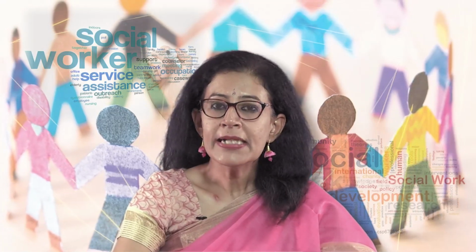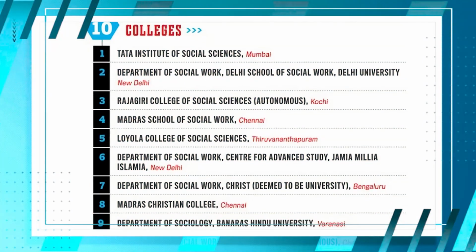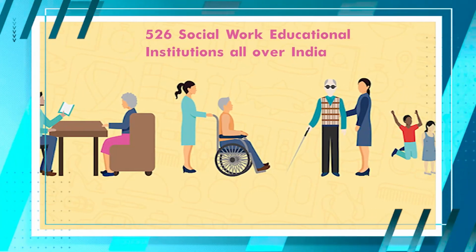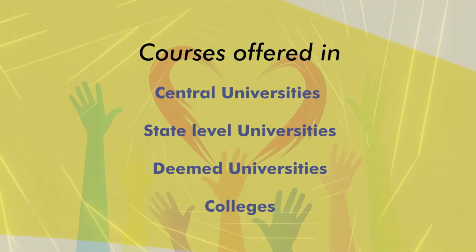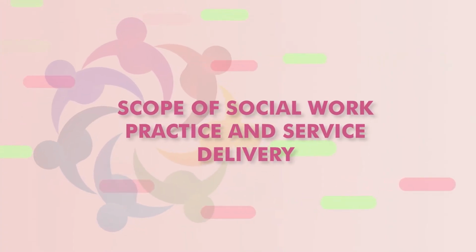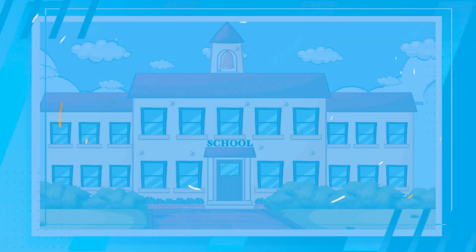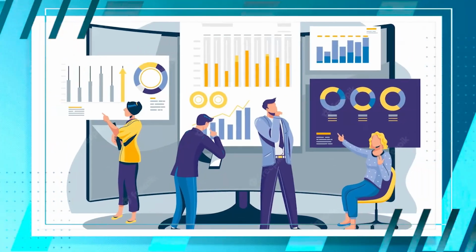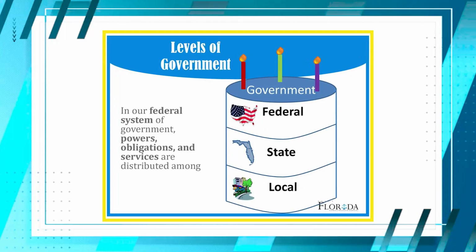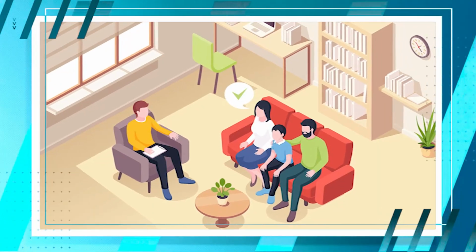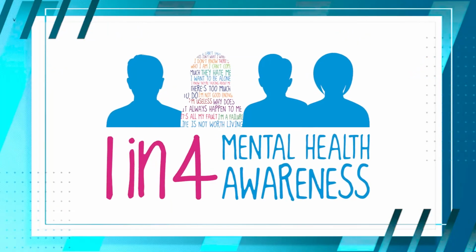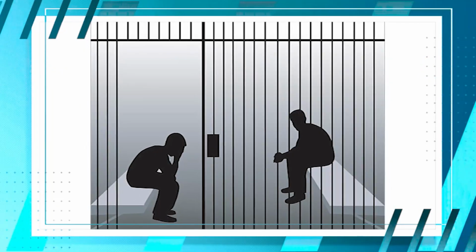Now, we know that social work is a well-known academic discipline in India, with more than 526 social work educational institutions offering social work courses in various central universities, state level universities, deemed universities, and also colleges. The scope of social work practice and service delivery is remarkably wide, and it is increasing and expanding. Social work practice is not only in the traditional social service agencies, but also in school settings, in the army, business, factories, offices, federal, state, local government agencies, legislative bodies, in private practice as individual, family and marriage therapist, in hospital settings, in mental health facilities, in courts and in correctional settings, just to name a few.